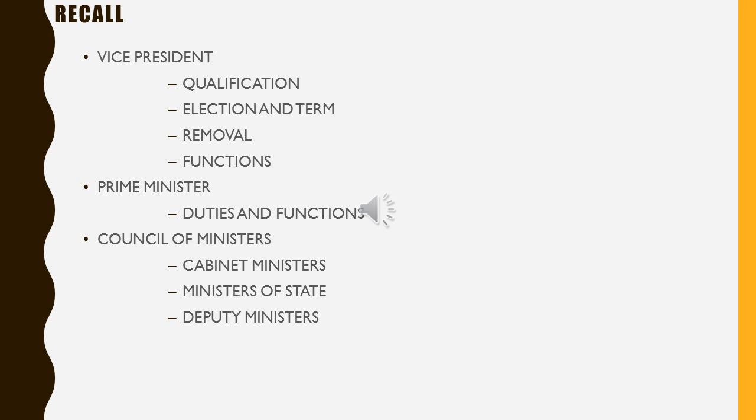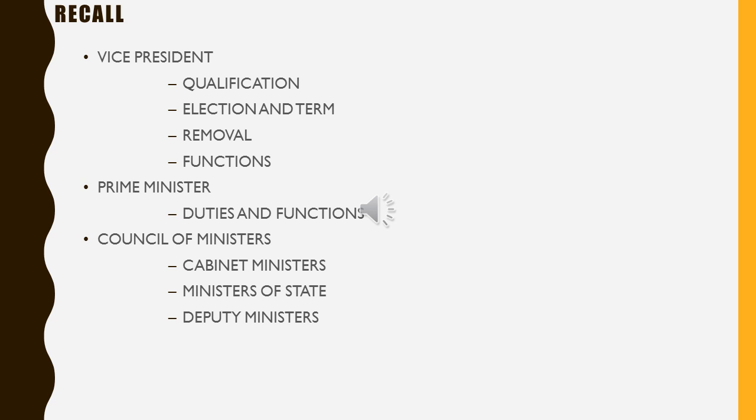There are various functions. The Prime Minister decides the rank of his ministers and distributes various departments. He guides the ministers and supervises their work. He acts as a link between the President and the ministers. He is the principal spokesperson of the country, the chief spokesperson, the leader of the nation.